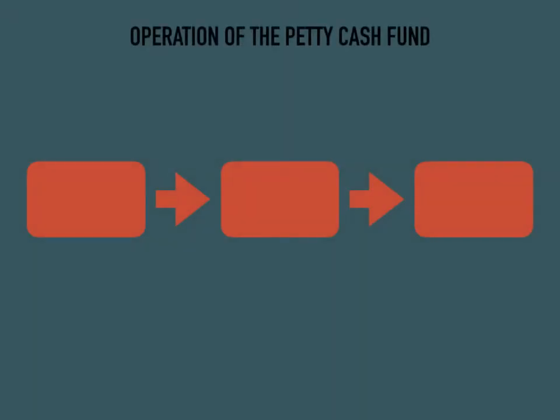Operation of the petty cash fund. The operation of the petty cash fund follows the same three activities for all companies: establishing the fund, making payments from the fund, and replenishing the fund.